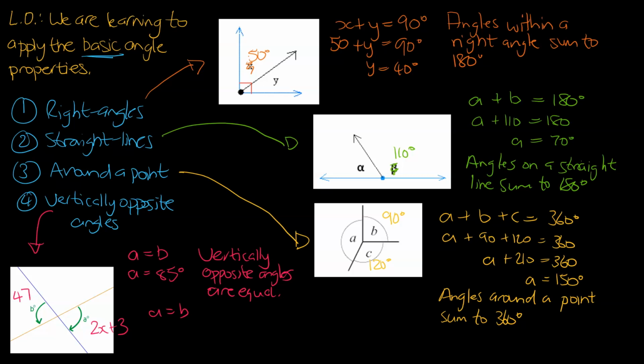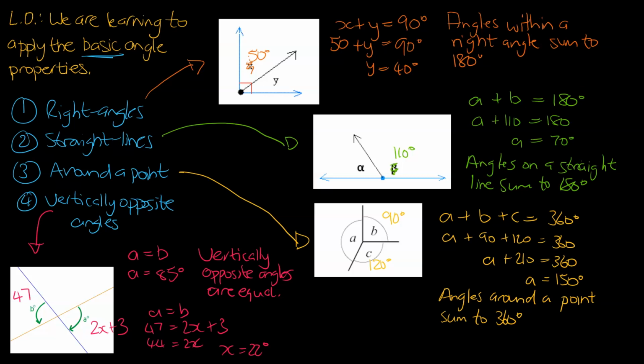because we know A is equal to B, which means 47 will be equal to 2x plus 3. If we continue solving that, we know that 44 would be equal to 2x, and then that would reveal that x was equal to 22 degrees. And we'll be able to support that answer for x because vertically opposite angles are equal.